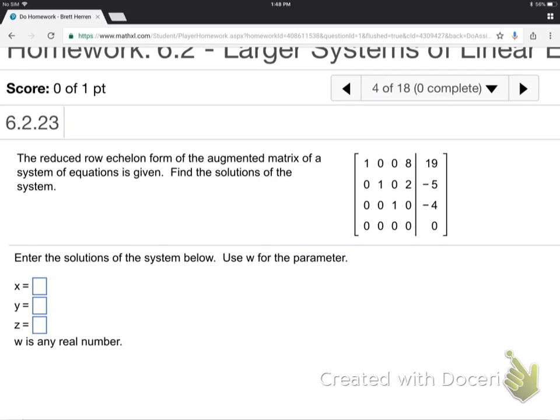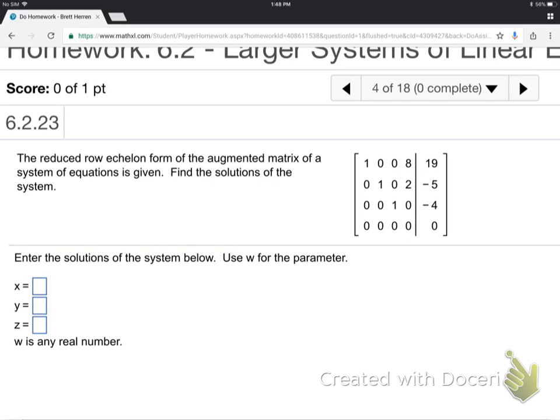Okay, so is this one only 1s down the diagonal? Is the left side only 1s down the diagonal? No. There's a little more going on this time than just 1s down the diagonal. So in other words, I can't just say the answers are 19, negative 5, negative 4. No, it's not. If this was 0 and 0 and there was a 1 here, then yeah, those would be the answers, but that's not what we have. Y'all with me? You see the difference? So if the left side is just 1s down the diagonal with 0s everywhere else, then yes, the right side, those are simply the answers.